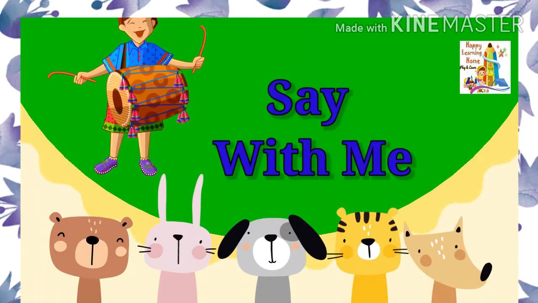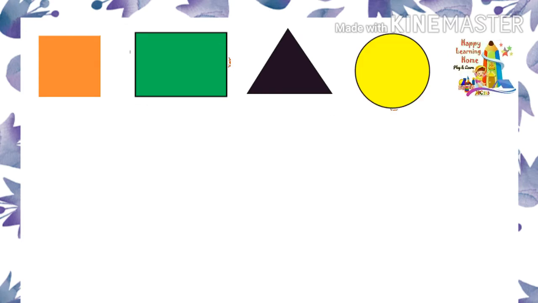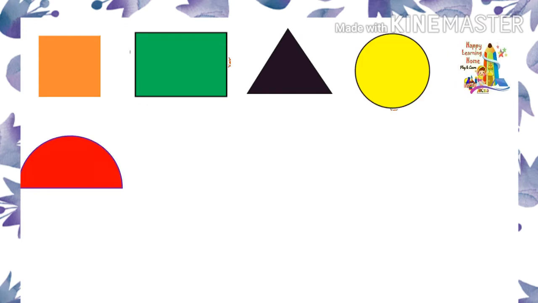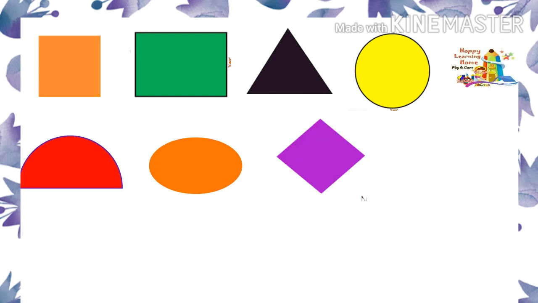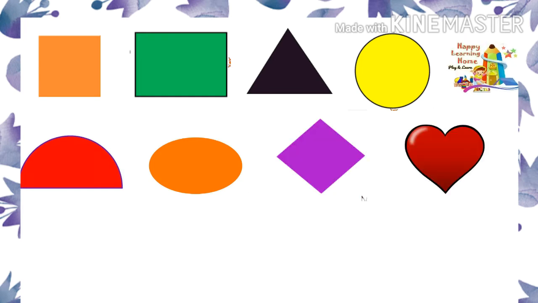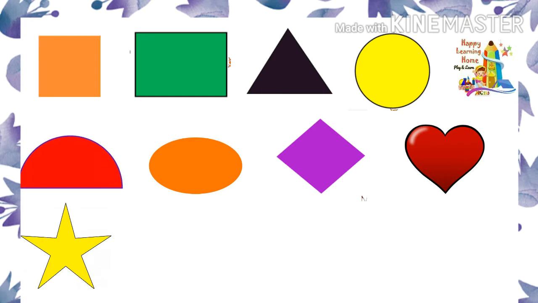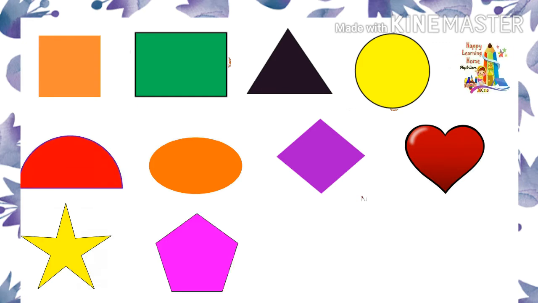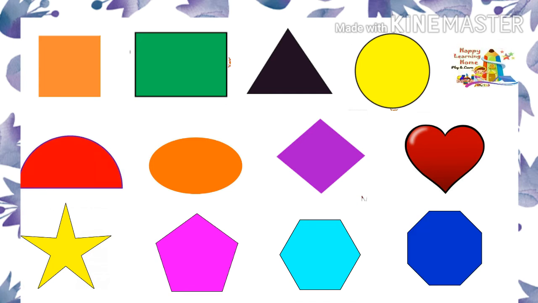Are you ready? Square, rectangle, triangle, circle, semicircle, oval, diamond, heart, star, pentagon, hexagon, octagon. Okay, now we know about the 2D shapes.